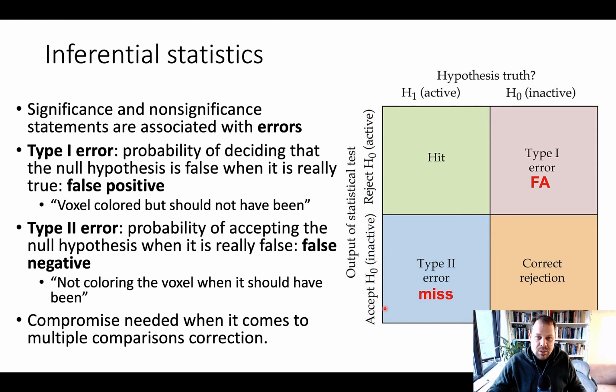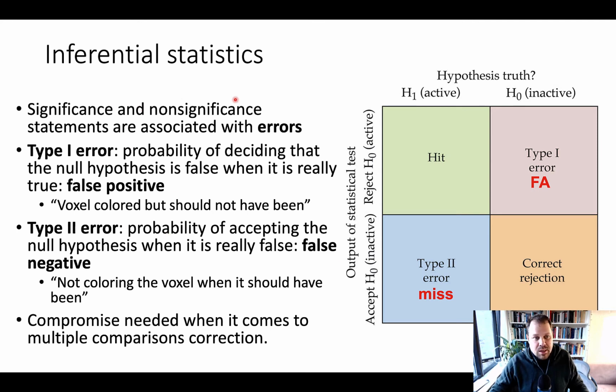It can also be that the alternative hypothesis is true, so we should say that voxels are active, but we actually accept the null hypothesis. This would be called a type 2 error. And this is related to the power of the experiment, with higher power minimizing type 2 errors. Alternatively, the null hypothesis might be true, and we accept the null hypothesis. This is a correct rejection. So we want hits and correct rejections, obviously, and we want to maximize those.